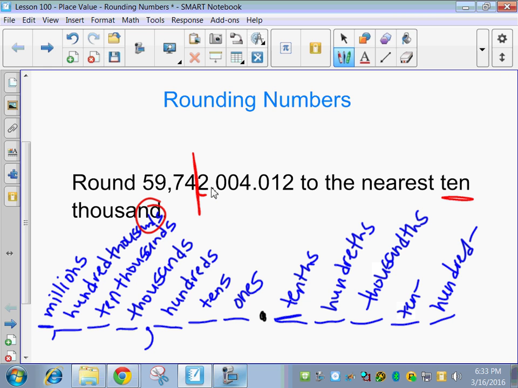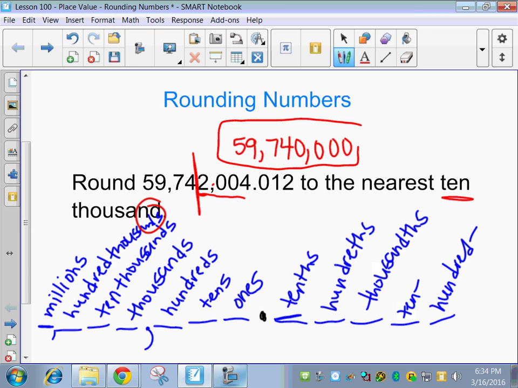If it's less than 5, then all these numbers are going to go to 0. If it's 5 or up, we're going to change that number and round it up a place. So since this is less than 5, we get 59,740,000, and there's no more decimals on that number if we're rounding to the left of the decimal.